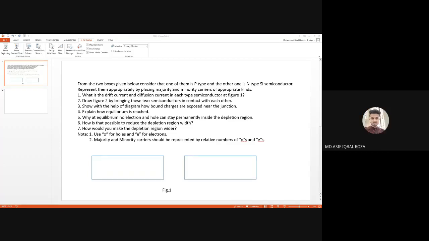Sir, I would like to say the answer of the first question. Under the influence of electric field, at first I want to explain what is drift current. Under the influence of electric field, holes will be moving. When the holes start moving, we will find some current in there, and that is called drift current.